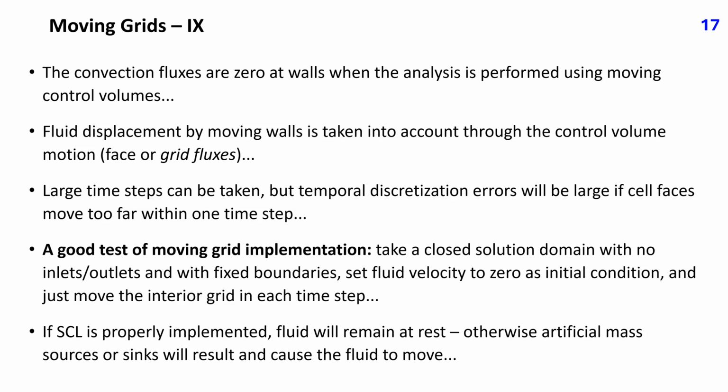A good test of moving grid implementation in a CFD code is: take a closed solution domain with no inlets or outlets and with fixed boundaries. Set fluid velocity to 0 in all cells at the initial condition, and just move the interior grid in each time step, for example in an oscillatory manner. If the space conservation law is properly implemented, fluid will remain at rest. Otherwise, artificial mass sources or sinks will result and cause the fluid to move. If that happens, there is an error in implementation.